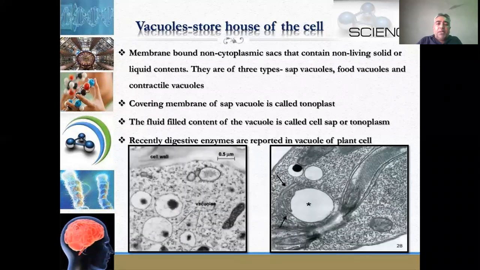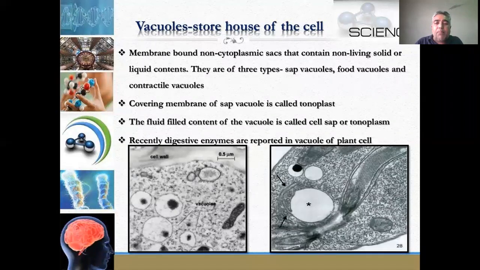Vacuole, the storehouse of the cell. Membrane bound non-cytoplasmic cavities that contain non-living solid or liquid contents. They are of three types: sap vacuole, food vacuole, and contractile vacuole. Covering membrane of the vacuole is called tonoplast. This is also very important.